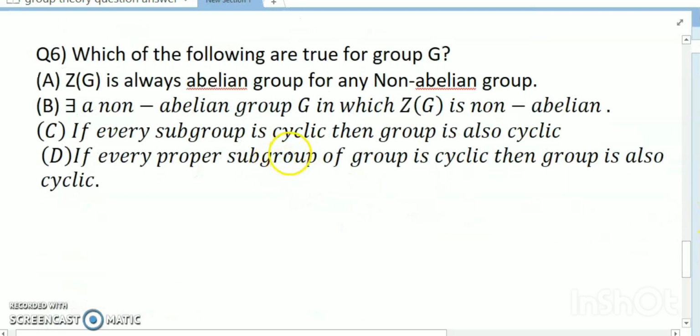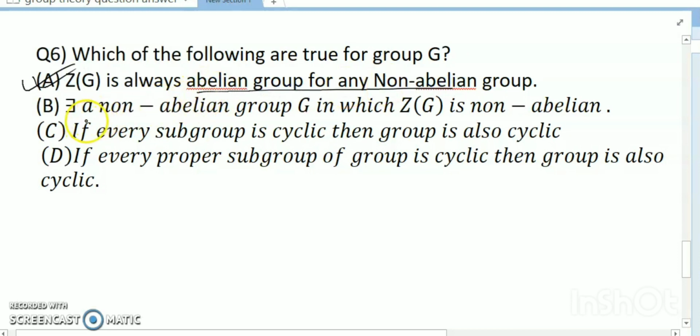Which of the following are true for a group G? Z(G) is always an abelian group for any non-abelian group. Okay, so this is correct, because you have to know that Z(G) is always abelian in all cases, an abelian group for any non-abelian group.